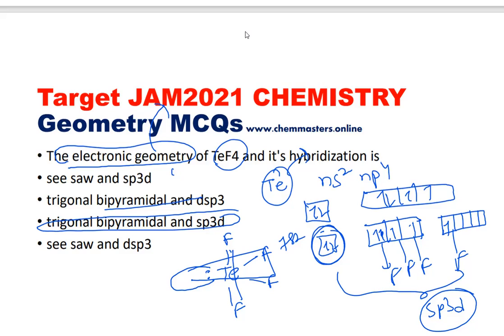And if you are given the shape of the molecule, then the shape is simply seesaw. So when you are given the simple word shape of the molecule or geometry of the molecule, then you can go with seesaw without considering lone pairs. But if it is mentioned with electronic geometry or electronic shape, then you need to consider the lone pairs also in drawing the geometry or shape of that molecule. So here the electronic geometry of tellurium tetrafluoride is trigonal bipyramidal with sp3d hybridization.